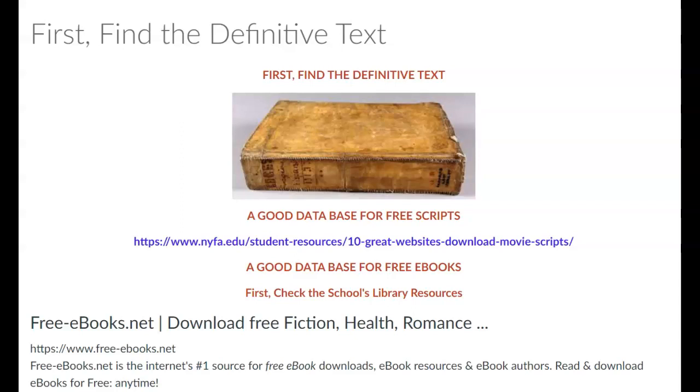A definitive text is the text that is acknowledged as the primary source for that title. For example, if we look at the script of Hamlet, there are hundreds of versions of Hamlet. So which one will we use? We'll use the definitive text. And we'll look for that in just a few minutes.